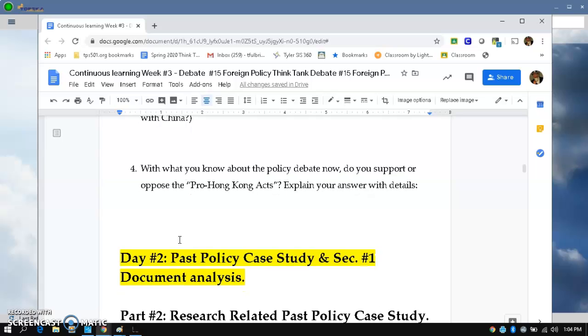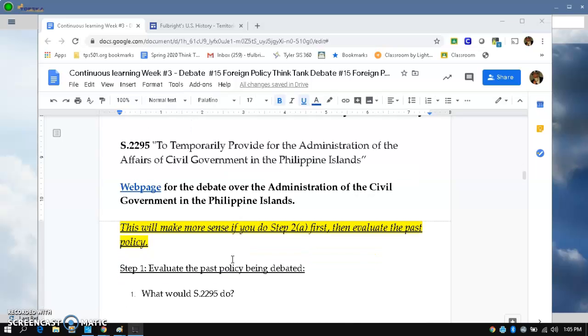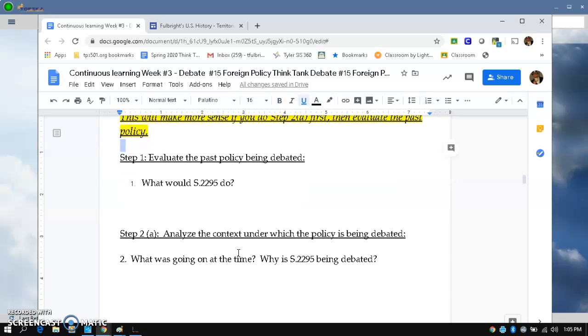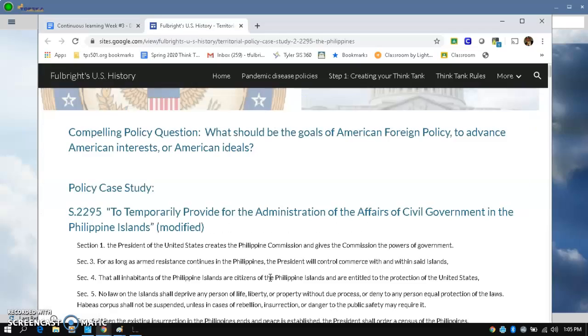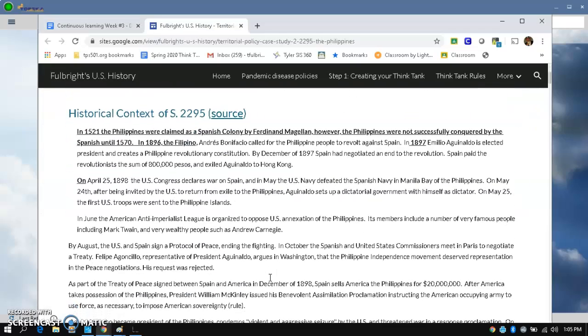Answer those first 4 questions, then we'll move on to our past policy case. We're going to be going back to the early 1900s and talk about the Philippines. This will make more sense if you do step 2A first. So we need to find out what was going on at the time. Go to the website, scroll down to the historic context.